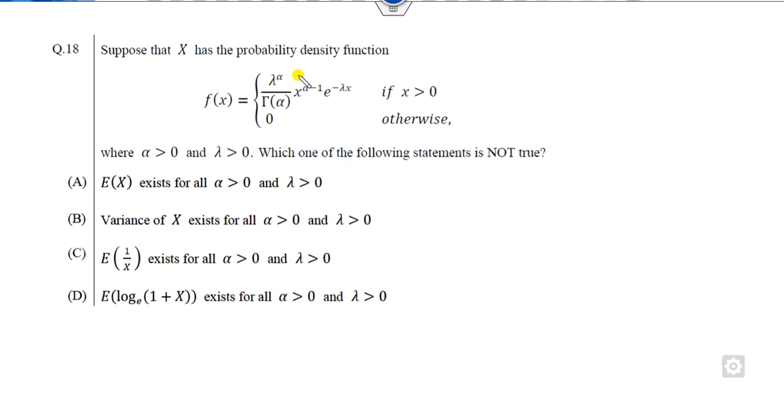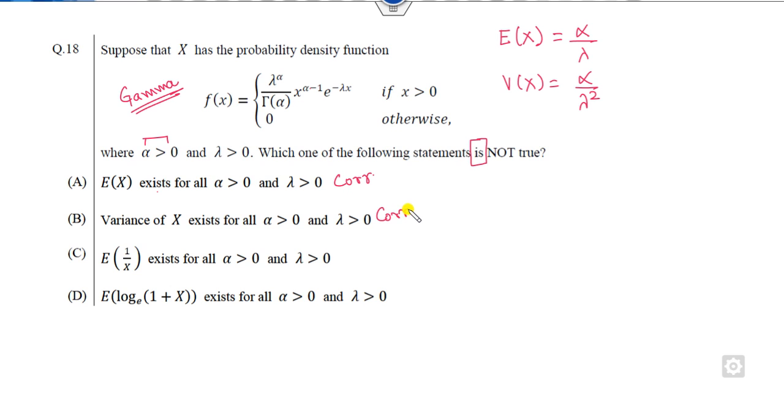Okay, look at this one. This is a gamma distribution where alpha is a positive number. Which of the following statements is not true? We all know that for this gamma distribution, the expected value is here, and the variance is alpha over this. So the first part is a correct statement.